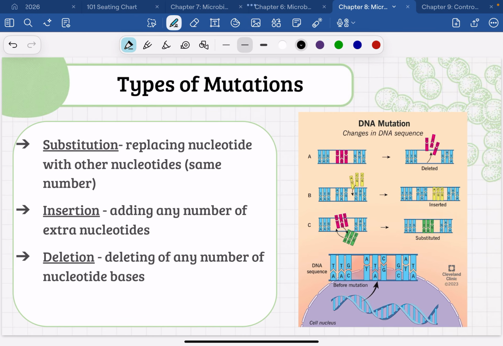Okay, so there are 3 basic types of mutations. And the words should be pretty self-explanatory. Hopefully it's nothing too confusing. But the first type of mutation is called a substitution mutation. And in a substitution mutation, you're substituting. Imagine that. So a substitution mutation is replacing nucleotides with other, different nucleotides, but it's always the same number. So if you're replacing 2 nucleotides with 2, or 3 with 3, or 10 with 10, doesn't matter, it just has to be the same number. Or it can be 1 nucleotide with 1 nucleotide, as long as that's the same number.